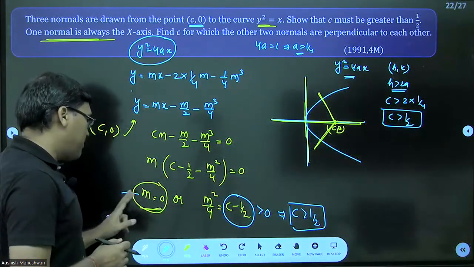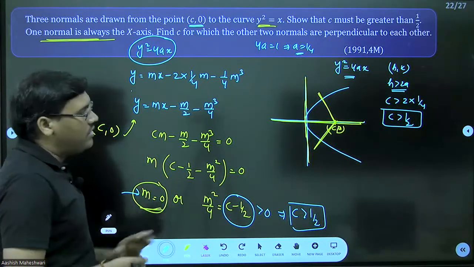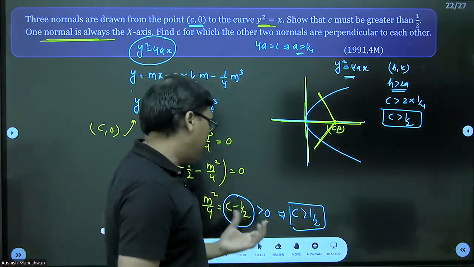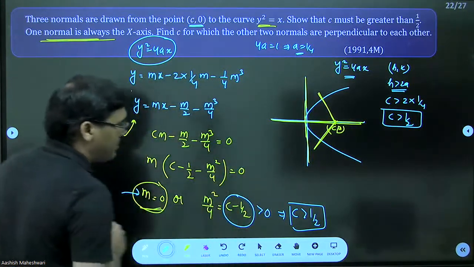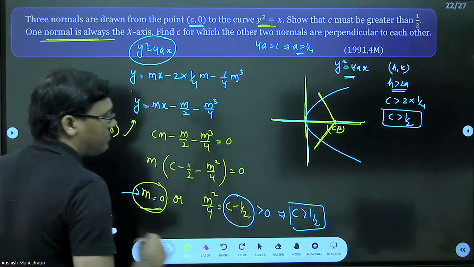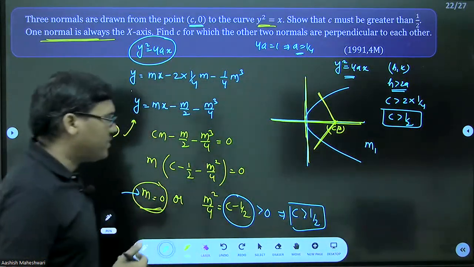Obviously this line is perpendicular to the x-axis, so the corresponding normal, the x-axis, cannot be perpendicular. So the other two normals from this should be perpendicular. You can see here, if you find the slopes of the other two lines. What are the slopes of the other two lines?